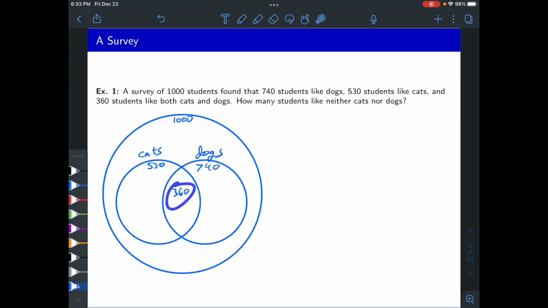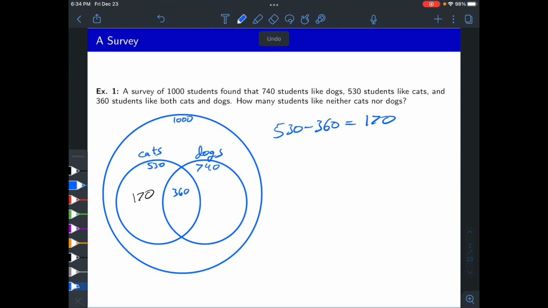So we know that 360 are in this little intersection here, and 530 lie in this total bubble. So I can just do 530 minus 360 to get how many students are in this little moon area, right? People that like cats but don't like dogs. And this is equal to 170.